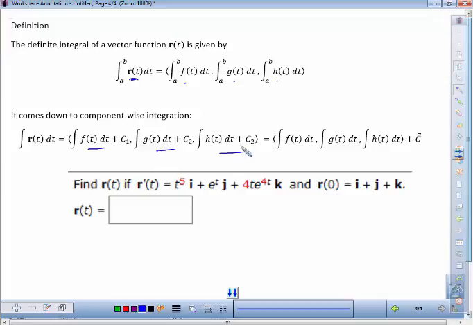The only subtlety with the indefinite integral for a vector valued function is that when you do an indefinite integral, you get a plus c for each of those. Remember back in Calc 2 where you used to get a point off for forgetting to put a plus c there?